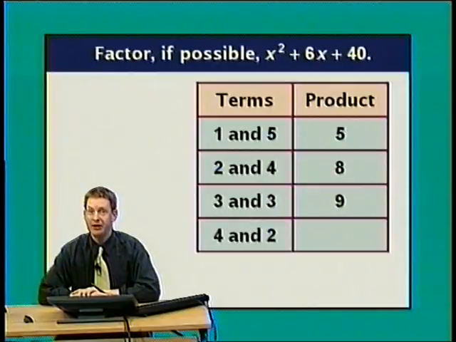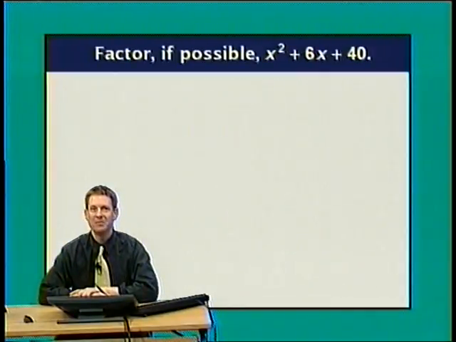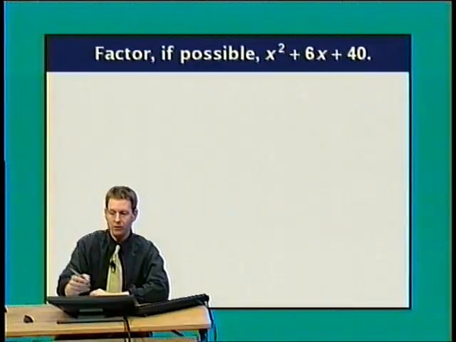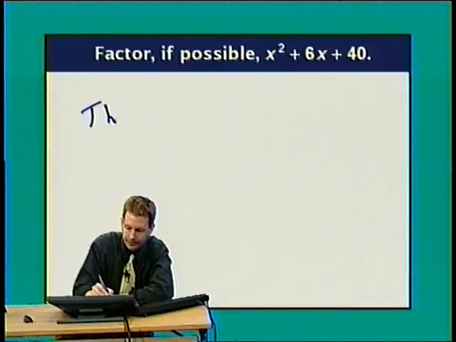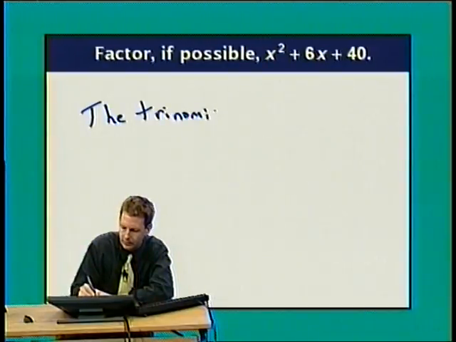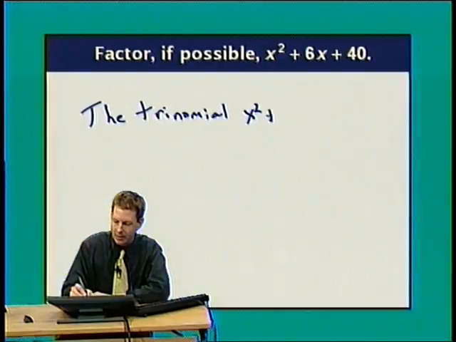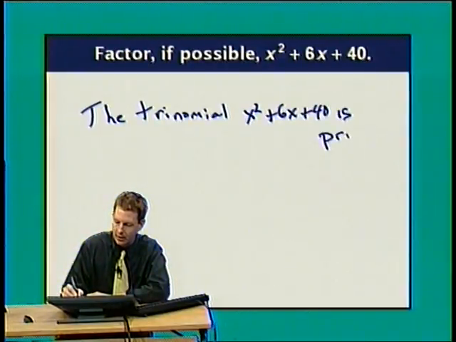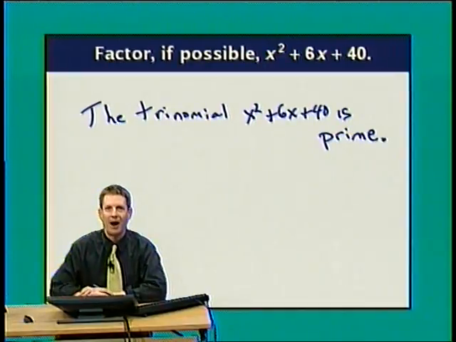We do need to make sure that we remember, though, to write a conclusion. Absence of a conclusion does not imply that you know that the trinomial is prime. Absence of a conclusion implies that you have no idea how to factor the trinomial. So let's give ourselves some room to write a conclusion, and our conclusion is that the trinomial x squared plus 6x plus 40 is prime.